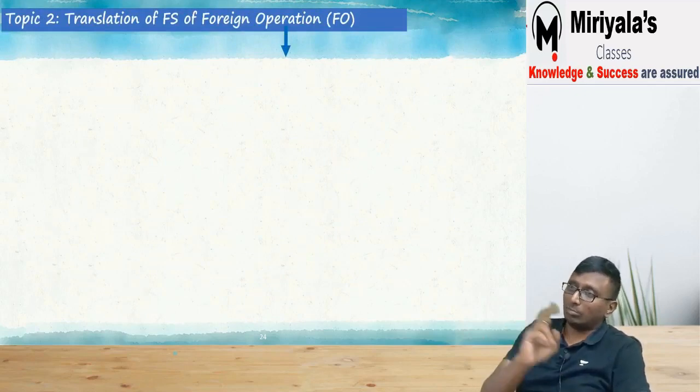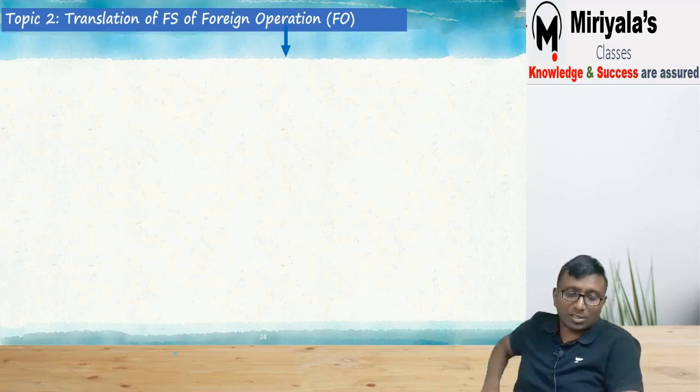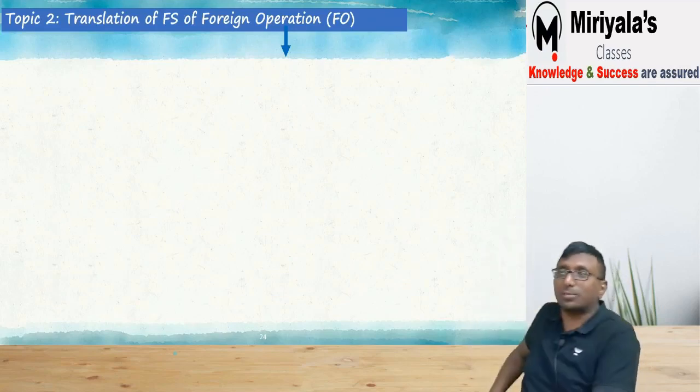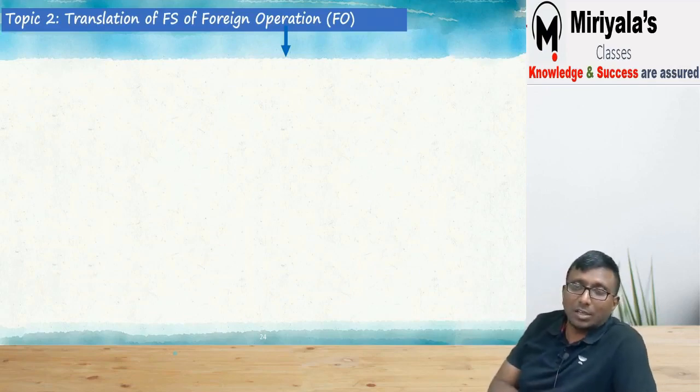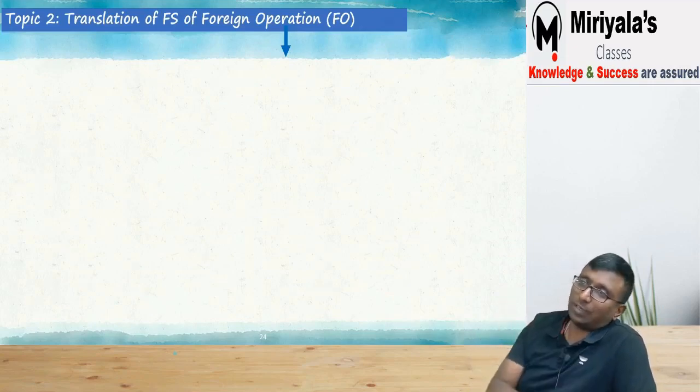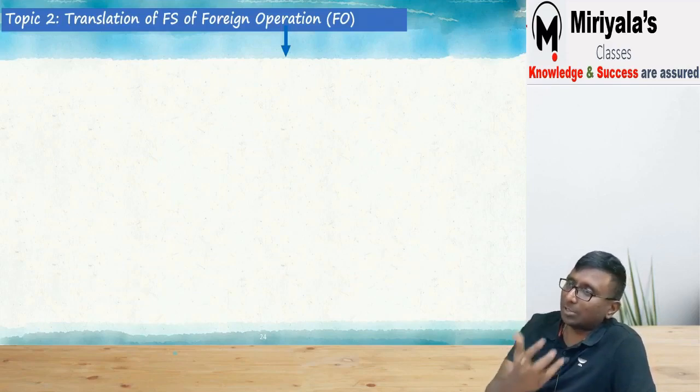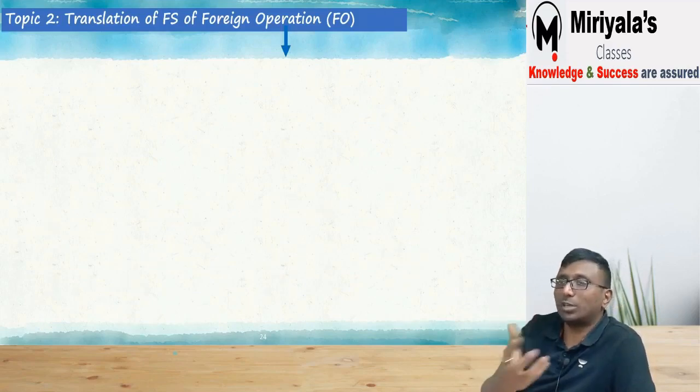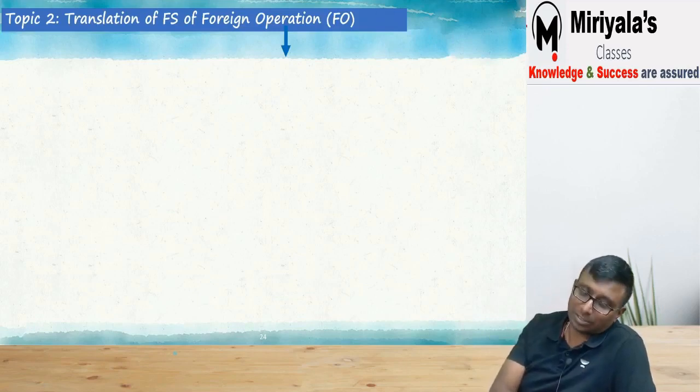Now you are coming into the foreign. The next topic is translation of financial statements of foreign operation. Here in this case, we have not done the transaction directly. The transaction is done through a different firm, our foreign operation. What is a foreign operation? A foreign operation is a foreign branch. It may be a foreign subsidiary, foreign joint venture, or foreign associate, through which we are doing our activities and operations.